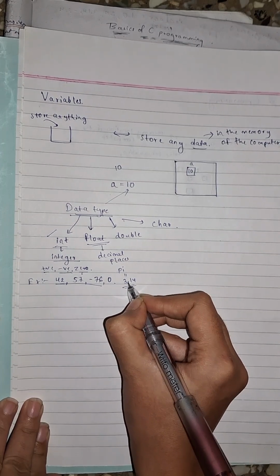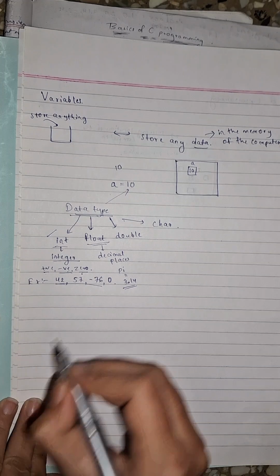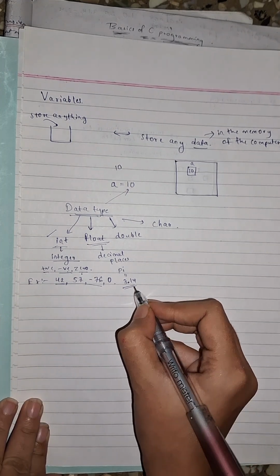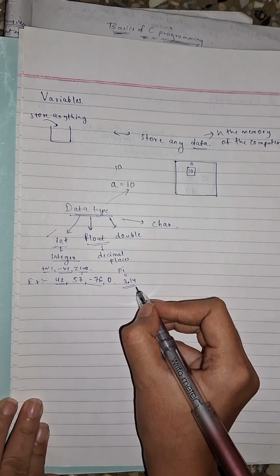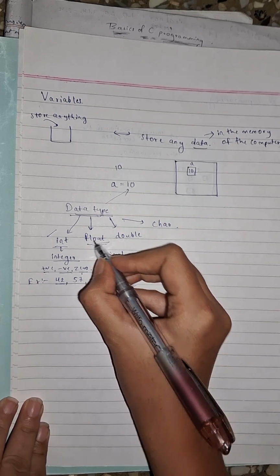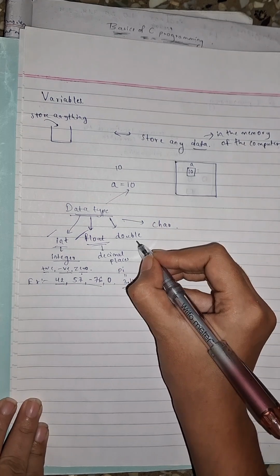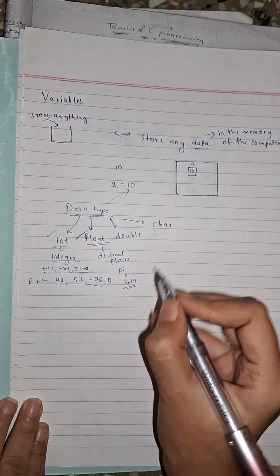3.14. So here it has decimal places, a decimal point. So if we want to store any number with a decimal point, we use the data type of float. Okay, double means also same. Float and double are same.